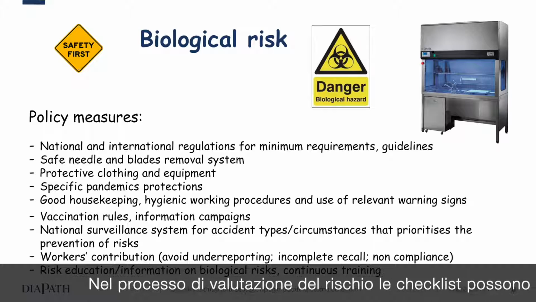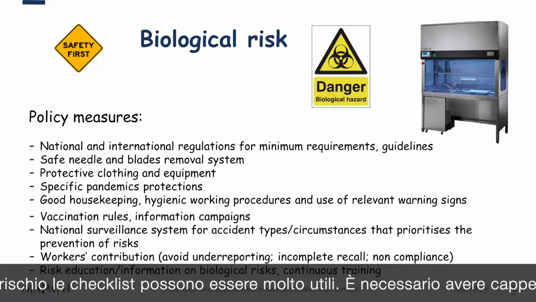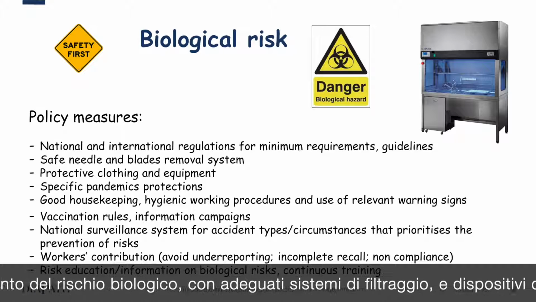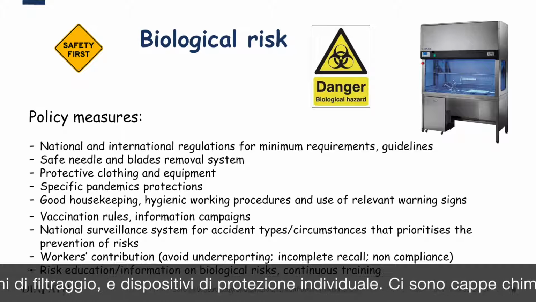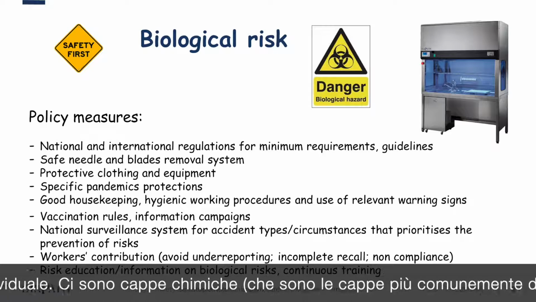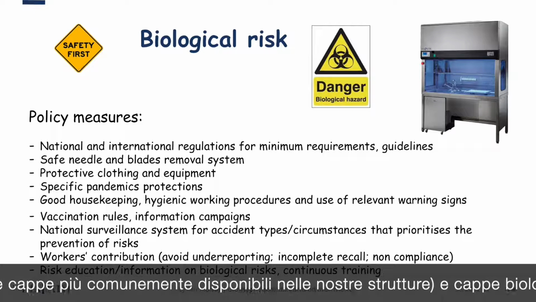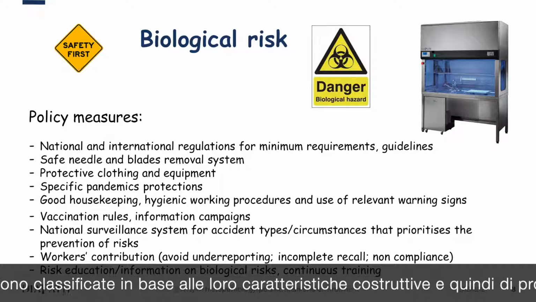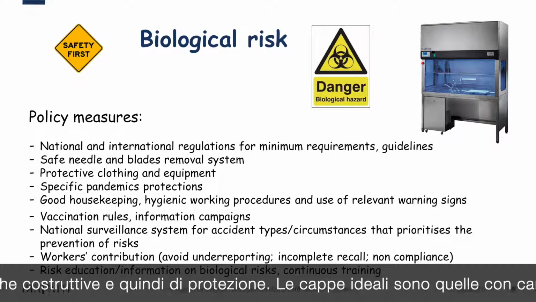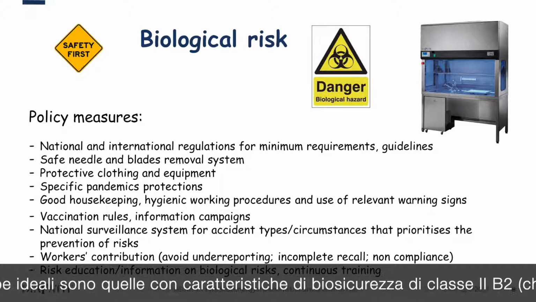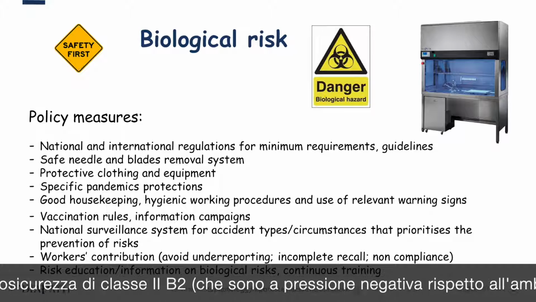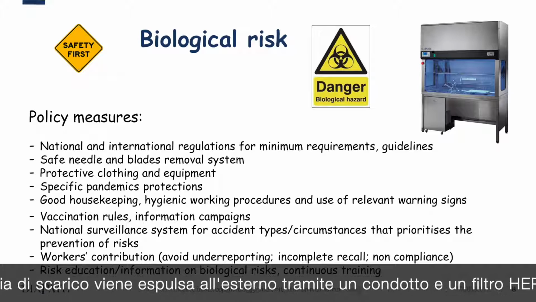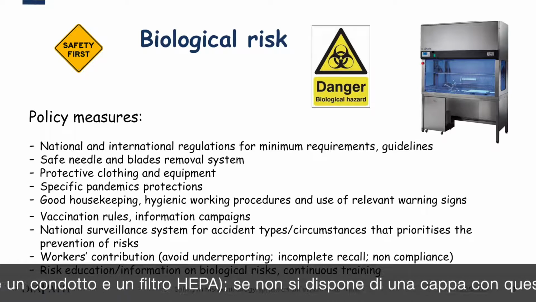It is necessary to have biohazard containment fume hoods with adequate filtering systems and personal protective equipment. We distinguish between chemical fume hoods, which are the fume hoods most commonly available in our facilities, and biological fume hoods, which are classified according to their constructions and therefore protection characteristics. The ideal hoods are those with Class 2 B2 biosafety characteristics, which are at negative pressure with respect to the room, and all exhaust air is expelled to the outside with a duct with a HEPA filter.